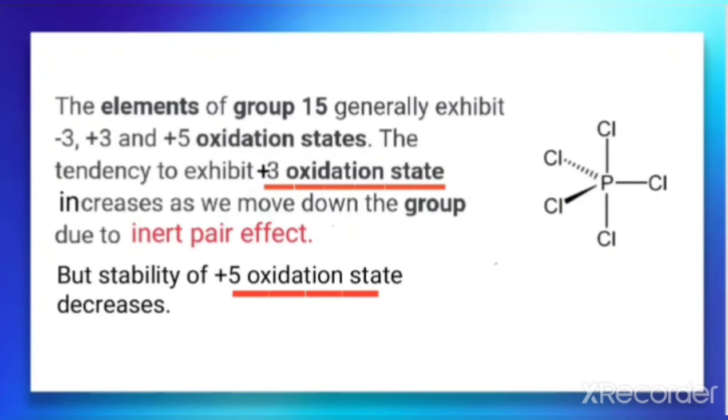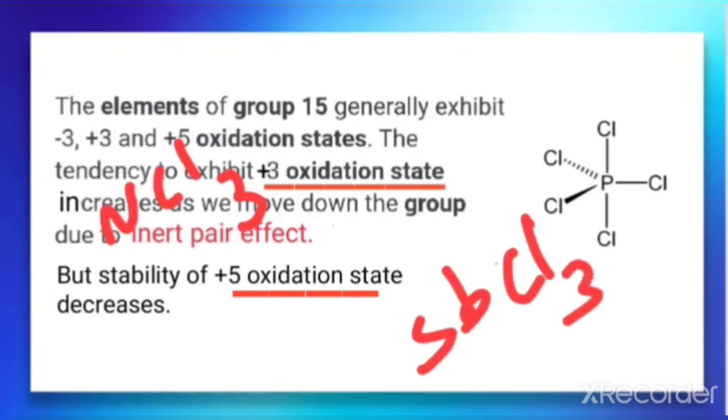Let us take an example. When we compare the stability of NCl3 with SbCl3, which one shows greater stability? So what is the oxidation state of nitrogen here? That is +3, and here the oxidation state of Sb is +3. So in both these cases the oxidation state is +3.